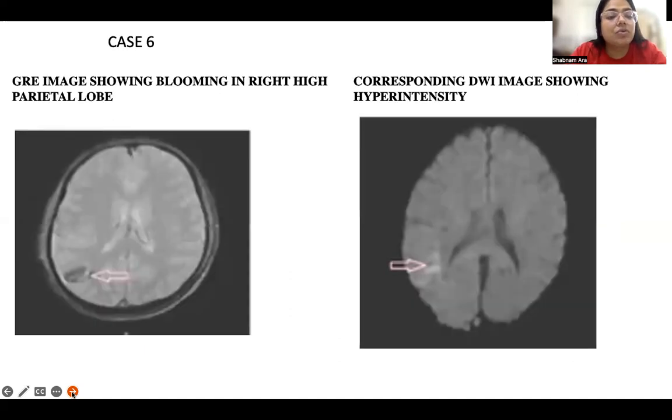This is case five, which shows the GRE. This is the GRE axial section, which shows blooming in the right parietal region. This is the corresponding DWI image of the same patient showing hyperintensity in the same region.